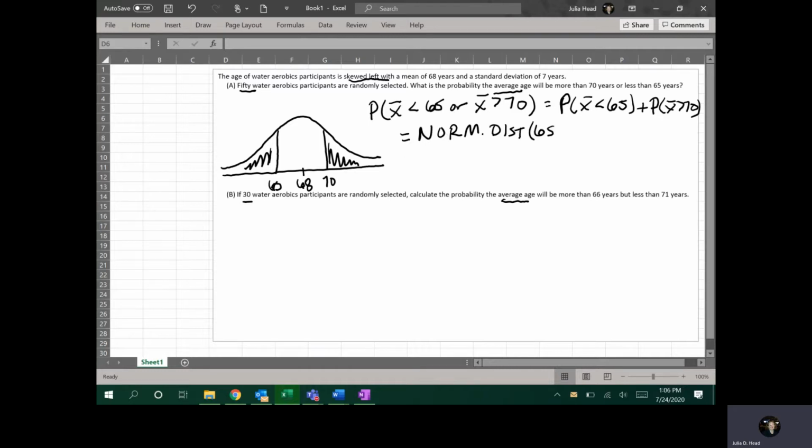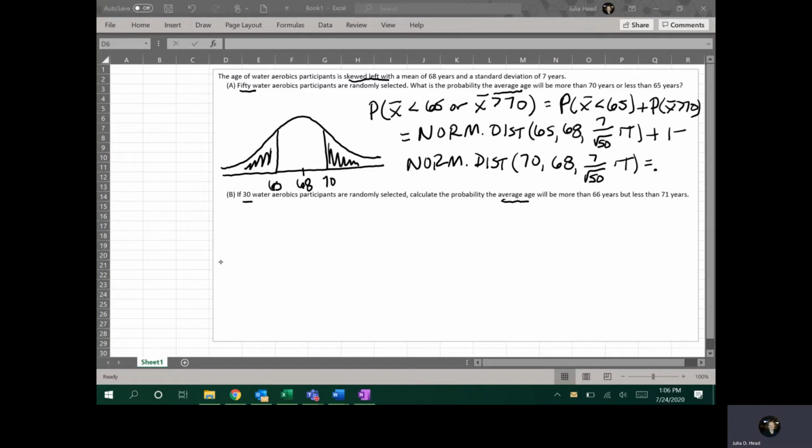So the first one, norm dist of 65, 68, and it's not 7, it is 7 over square root of 50, because it asked about the average. Then 1 minus norm dot dist of 70, 68. And again, we have to adjust that standard deviation. And I'll calculate that in a moment.